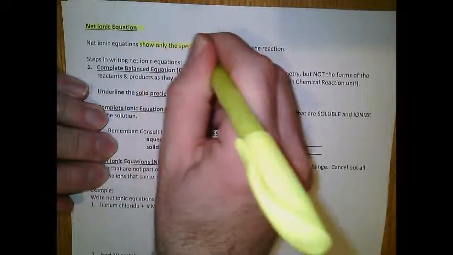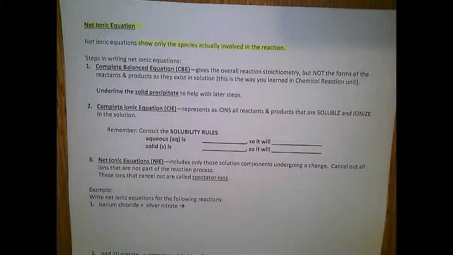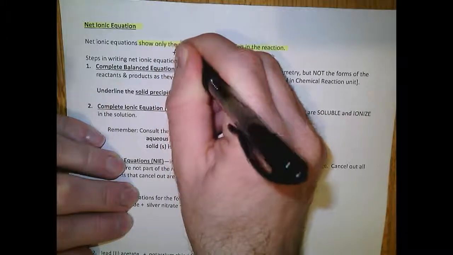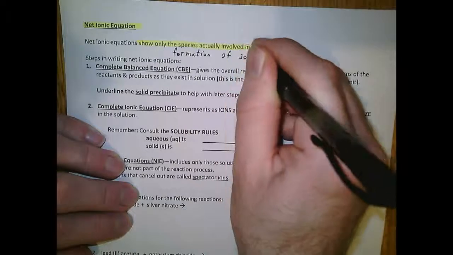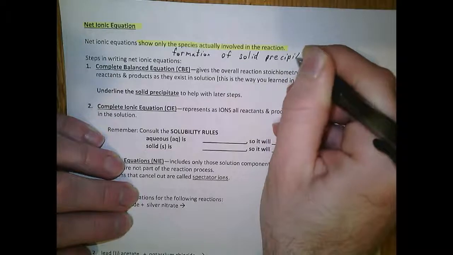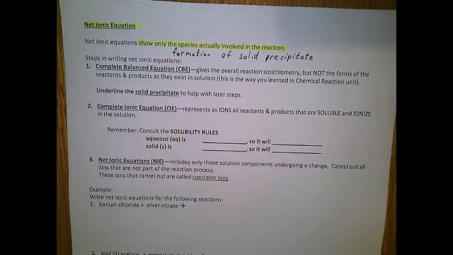First of all, a net ionic equation shows only the species actually involved in the reaction. In other words, what it's actually showing is the formation of a solid precipitate. We're only showing the ions involved in forming a solid precipitate. The steps that we take, there's 3 steps really.